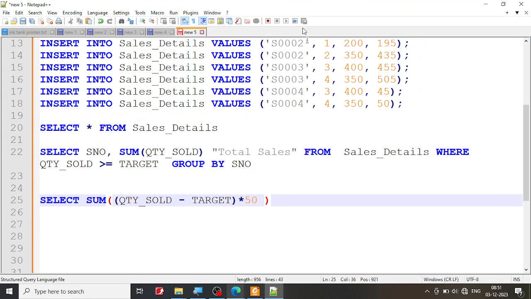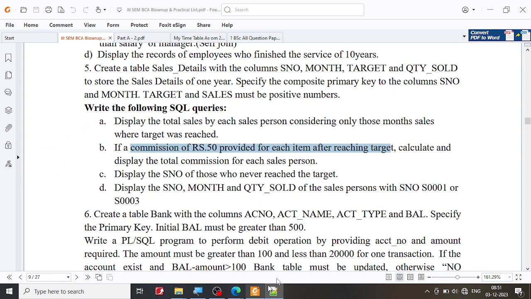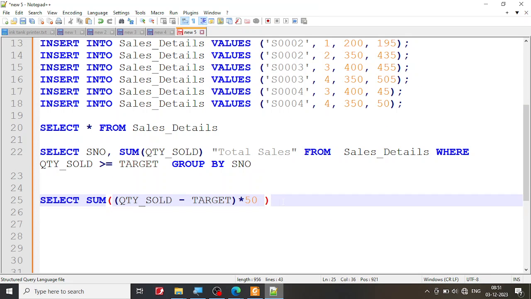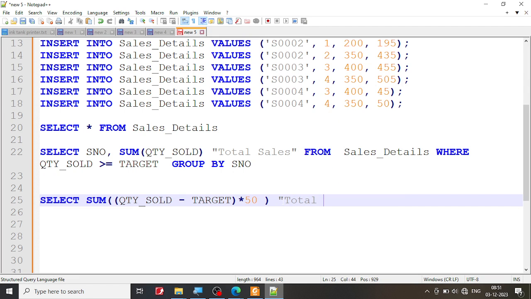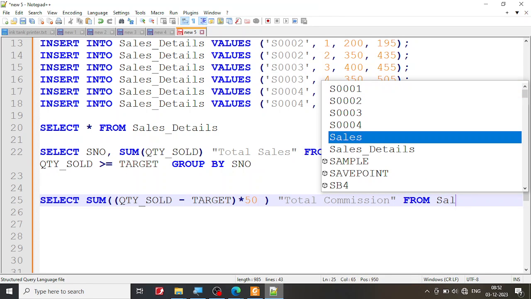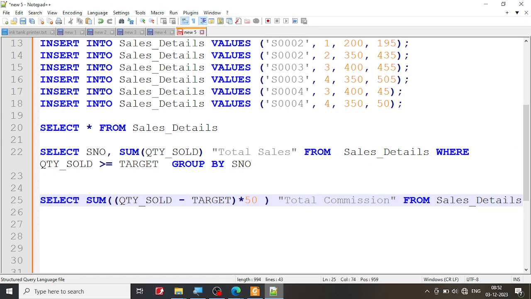Let me go ahead over here and read the remaining part of the question. So commission of 50 is provided after reaching that target. Calculate and display the total commission. So I'm going to call this one total commission, this is what they said. From my table. What is the name of the table? Sales details is my table.